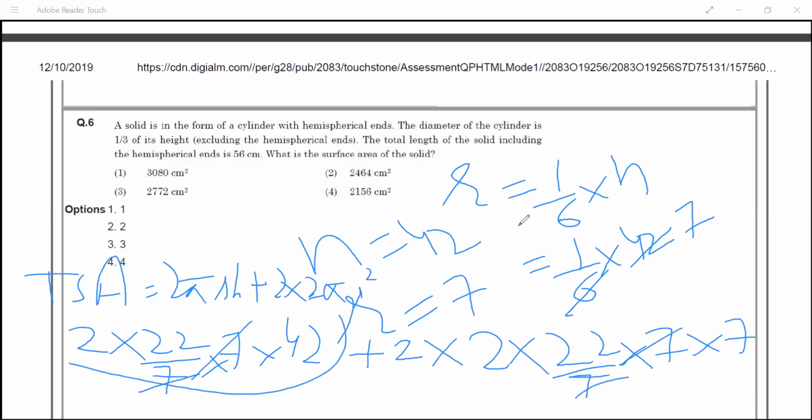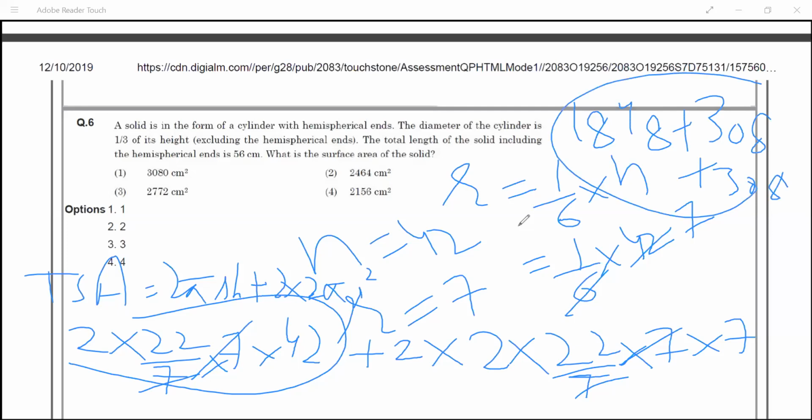Multiplying 2 multiplied by 22 multiplied by 42, it would come out to be 1848, and calculating 2 multiplied by 22 multiplied by 7 multiplied by 2, it came out to be 308 plus 308. So adding all these three, we get 2464. So the answer would be 2464.